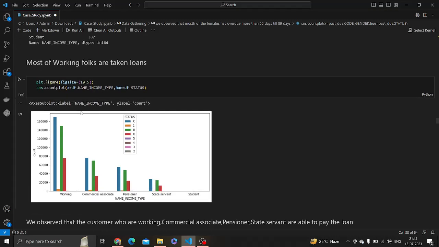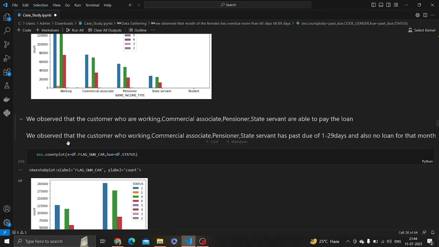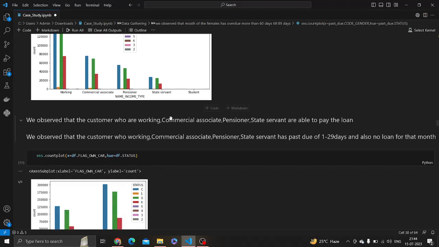Okay, most of the working folks have taken loans. We are finding this out by these charts. We are getting more familiar about it. We observe that the customers who are working, commercial associate, pensioner, and state servant are able to pay the loan by the analysis of this chart. Okay, I'm able to say it. And also we observe that the customers who are working, commercial associate, pensioner, state servant have a past due of 1 to 29 days and also no loan for that month.